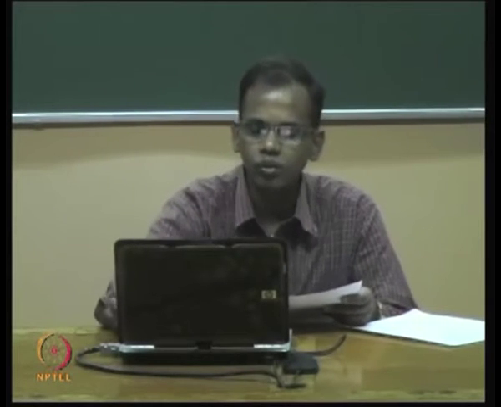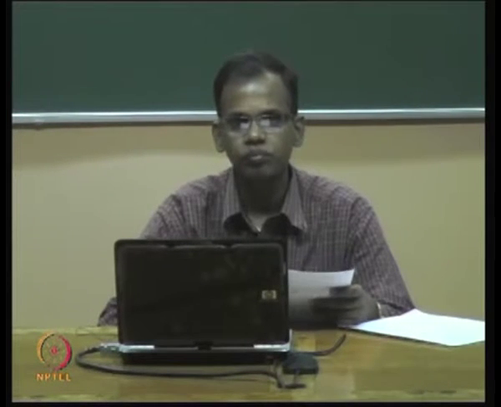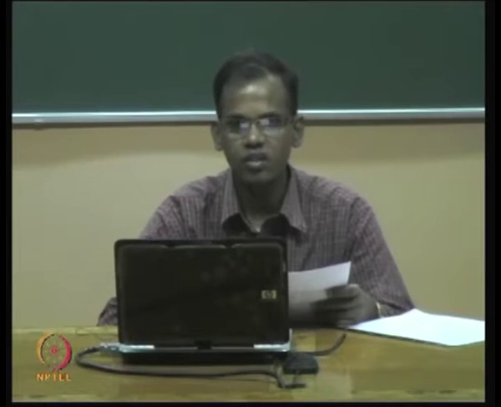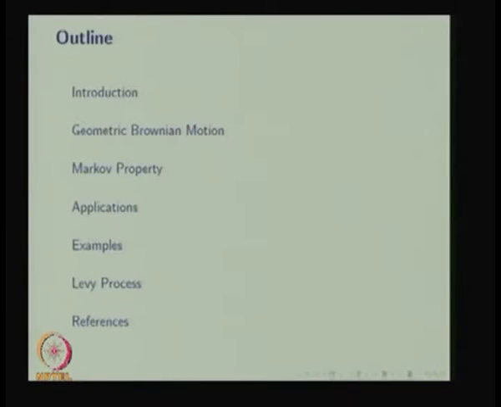In lecture 2, we are going to cover the definition of a geometric Brownian motion. Then a few properties are also going to be discussed. Followed by that, we are going to discuss the applications of a geometric Brownian motion, and also a few examples of a geometric Brownian motion. Finally, the process derived from Brownian motion, that is the Levy process, is also going to be discussed.